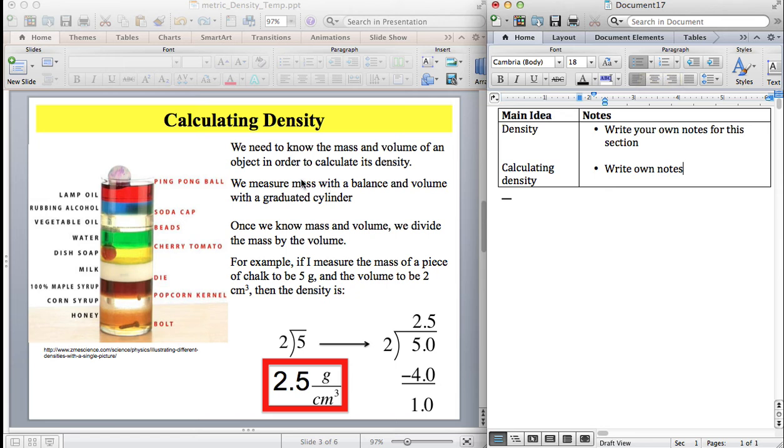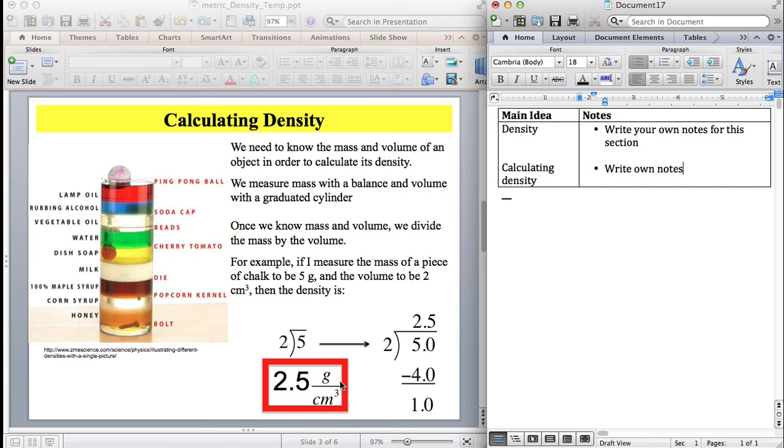We measure the mass with a balance and the volume with a graduated cylinder, and then we just divide. We divide the mass by the volume. So mass is under the division sign, volume is outside. So if I measure the mass of a piece of chalk to be 5 grams, the volume to be 2 cubic centimeters, then I know the density is 5 divided by 2. Do my division over here, and I work out that I have 2.5, and then I have to write the entire unit, grams per cubic centimeter.